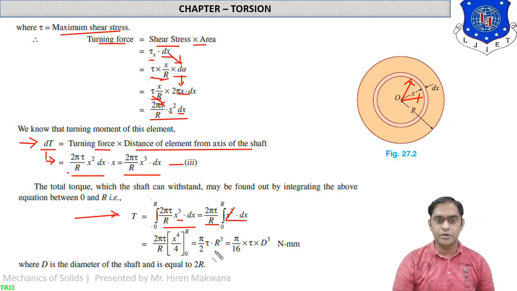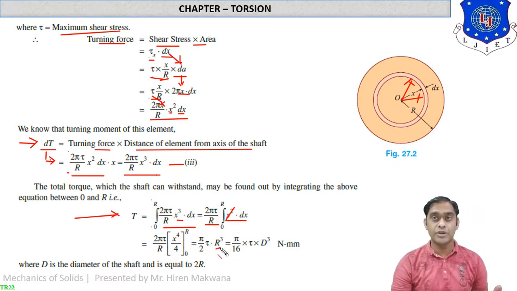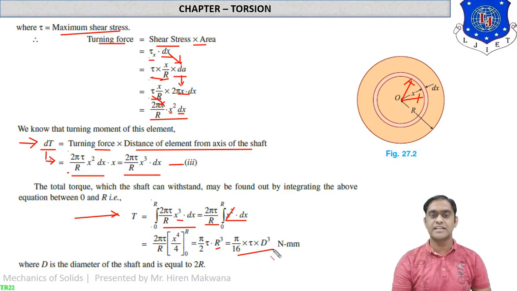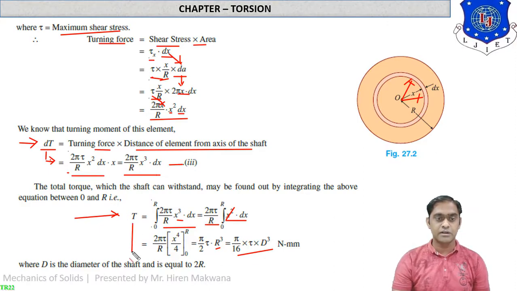In the final answer, you will replace r equal to d by 2, because r is the radius, which is equal to diameter by 2. And do the simplification, you will get the term like pi by 16 tau d cube in Newton into mm. So this is the torque, pi by 16 tau d cube.